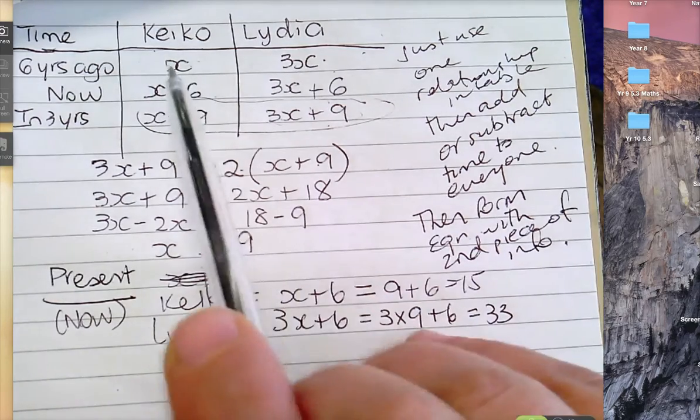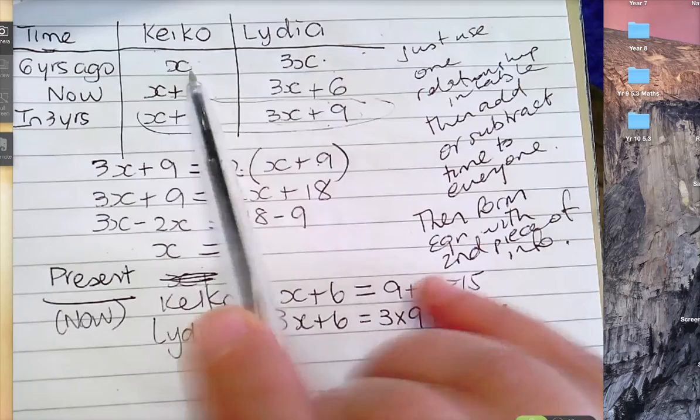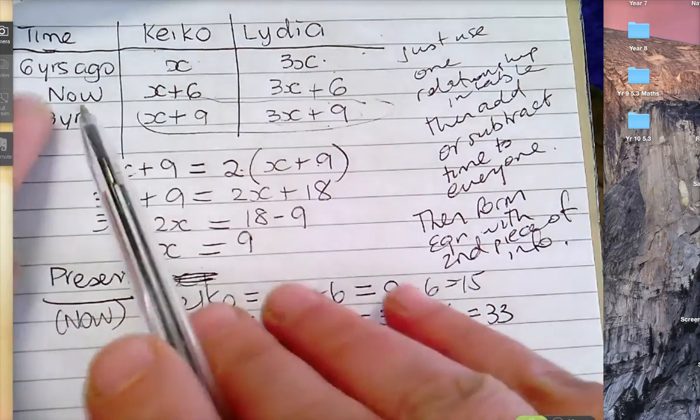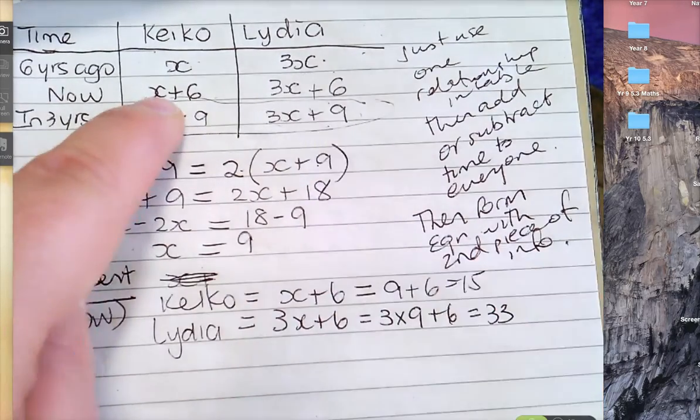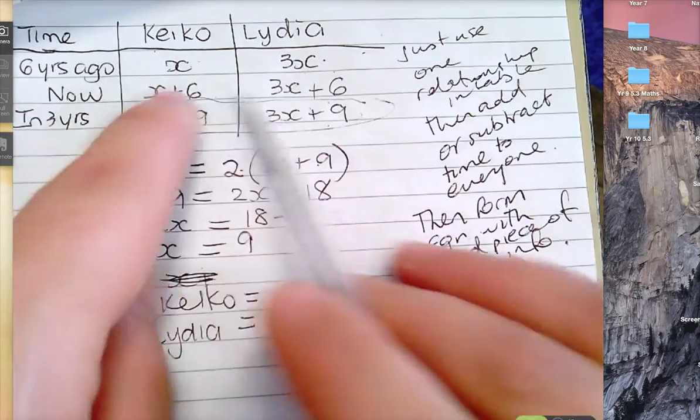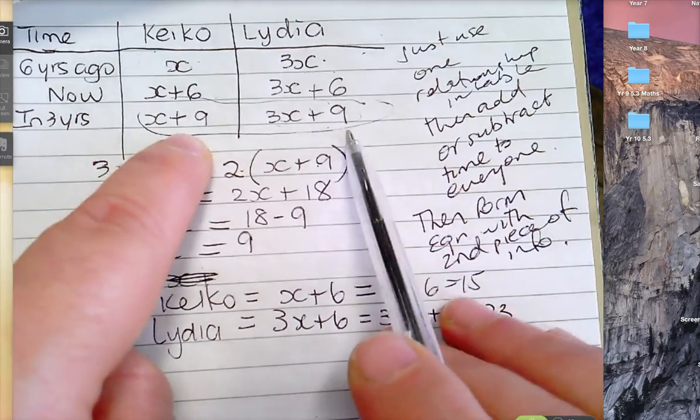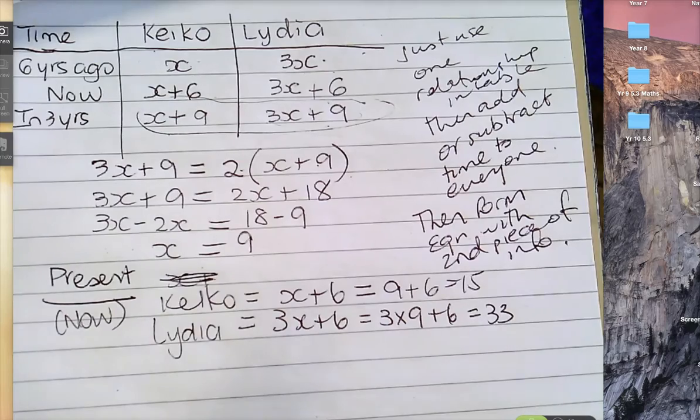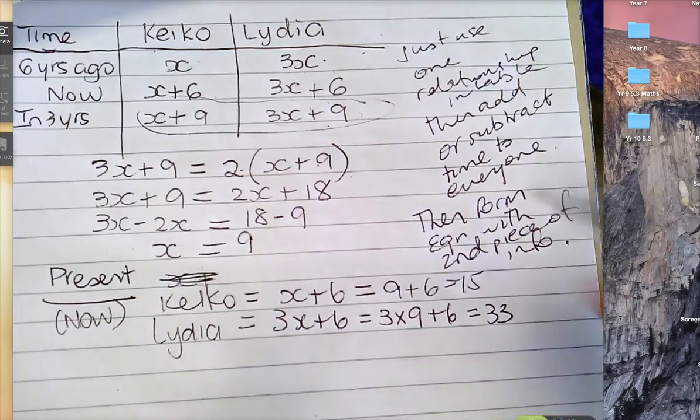And I chose to use 6 years ago that Kiko was x and Lydia was 3x, and then I added, then I did the time comparisons. Now I added the 6 years, in 3 years I added 9 years altogether. Then I used the second piece of information in the question to write up the equation.